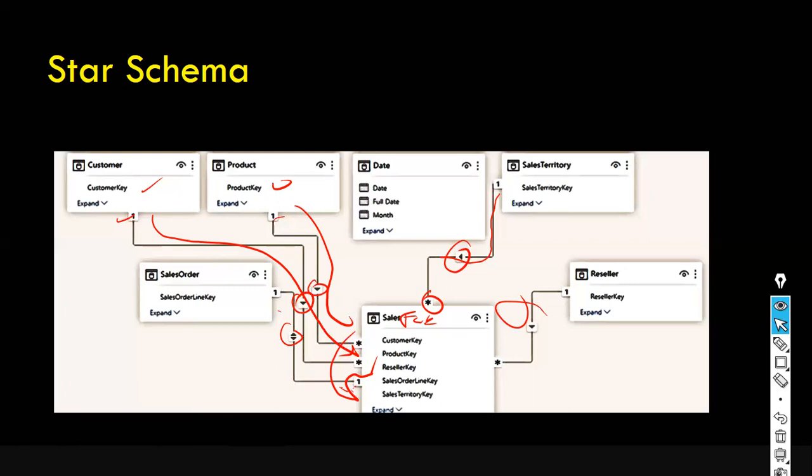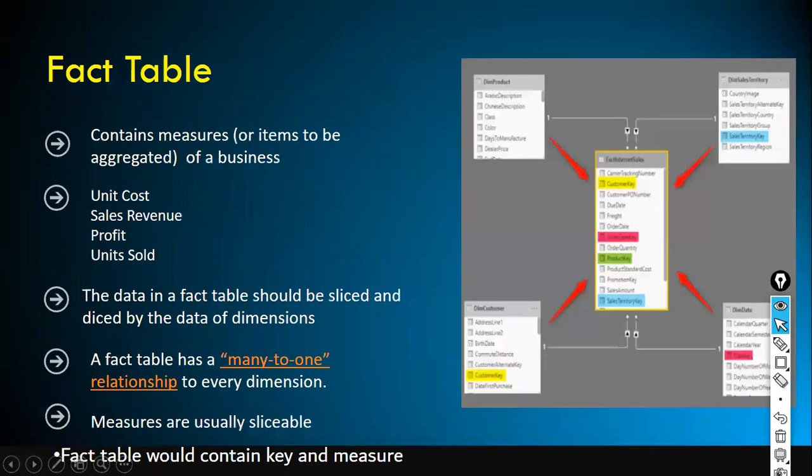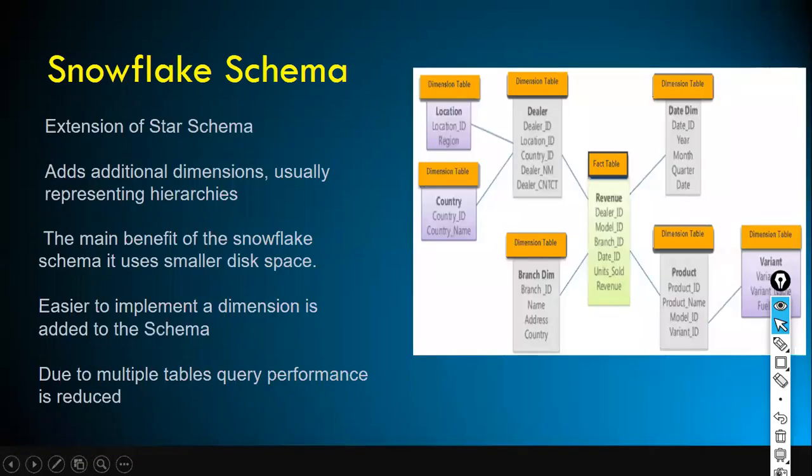Next one is the snowflake schema. We have something called snowflake schema. It is an extension of my star schema. But unlike the star schema, in snowflake schema, we normalize the dimension tables into multiple levels. So even here the fact table is there. The fact table is surrounded by dimension tables.